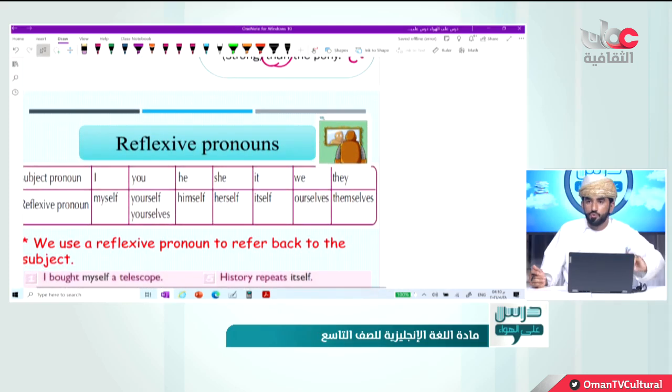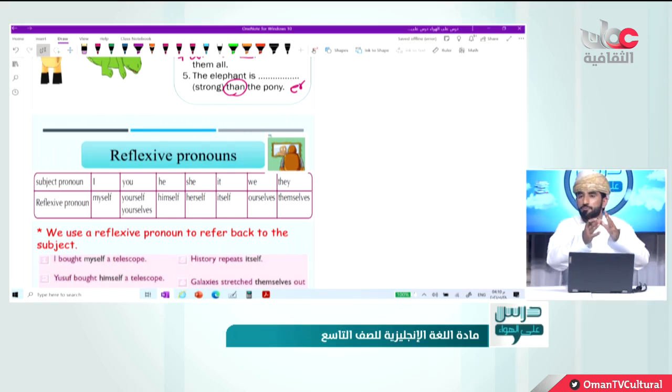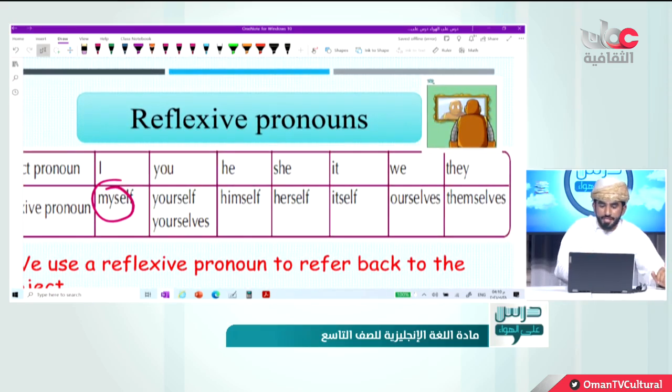We have to go through reflexive pronouns. Do you remember the possessive adjectives, possessive pronouns, and all of those things? Today we're going to learn something else about reflexive pronouns. Very simple. You don't have to complicate yourself. Subject pronouns, we said 7 pronouns in English: I, you, he, she, it, we, they. Right? The reflexive pronoun of I is myself. The reflexive pronoun of you is yourself or yourselves.